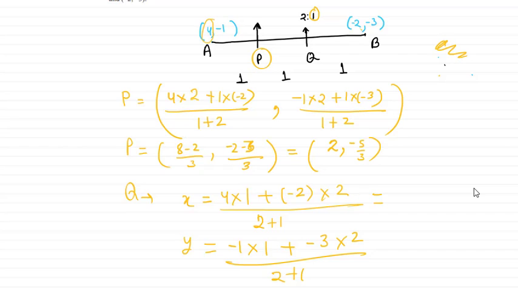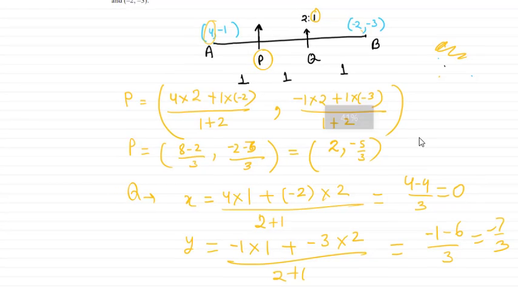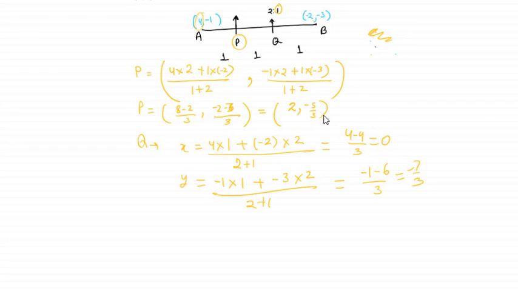So here you will get 4 minus 4 by 3, so that will be 0. And here this will be minus 1 minus 6 divided by 3. So you'll get minus 7 by 3. So coordinates of P and Q will be, P we have already found. So the coordinates of Q will be 0, minus 7 by 3. So that's the answer for this question.